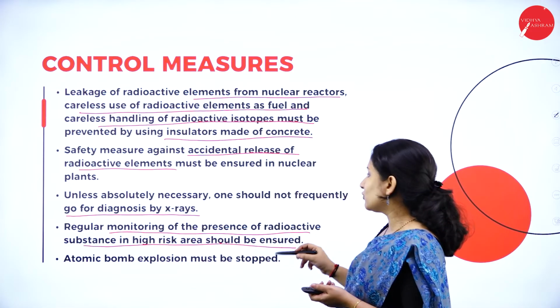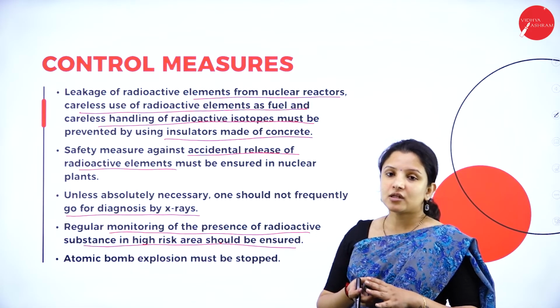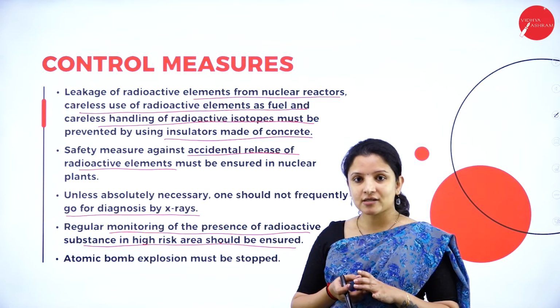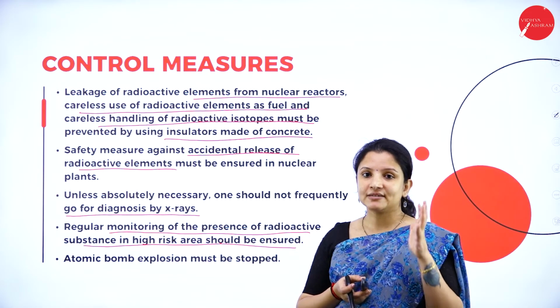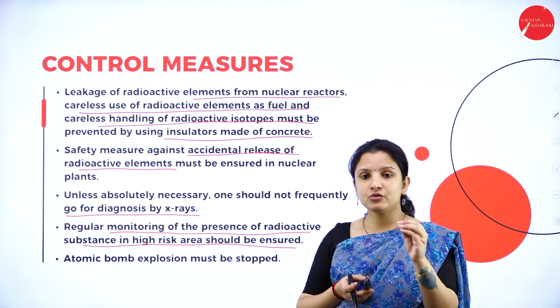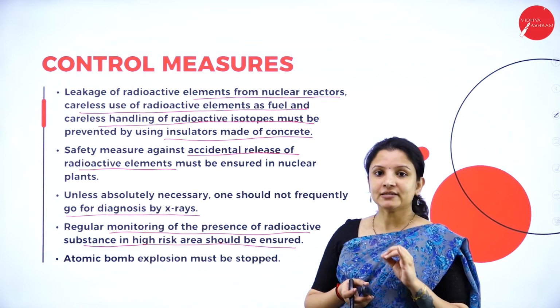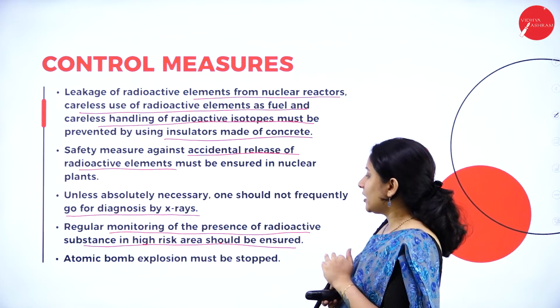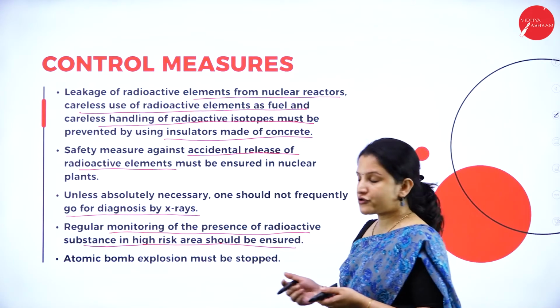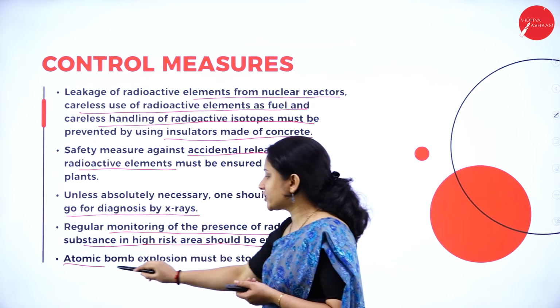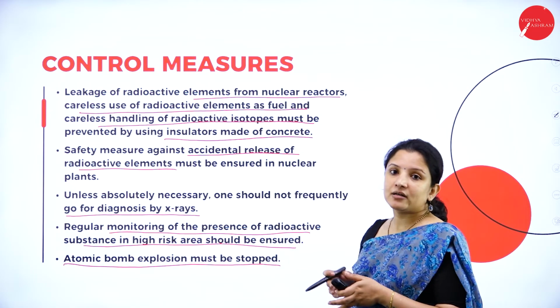So the soil, the water, the air, everything should be regularly checked wherever the nuclear power plants are set up, in order to make sure that no leaks of these substances have occurred into the environment. And atomic bomb explosion should be completely stopped. Not just stopped, it should be banned.